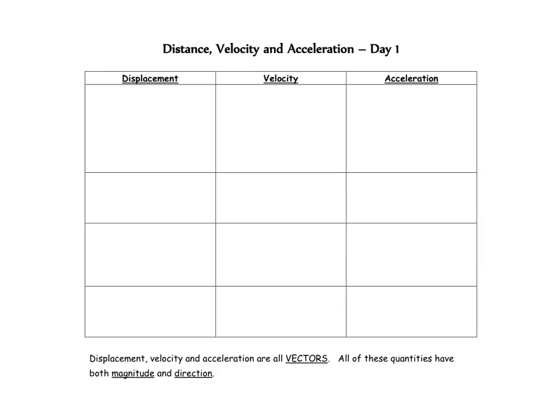Now we're going to focus on the vectors, displacement, velocity, and acceleration, and how they're connected. So we're going to first start by defining each of these. Displacement, as we know, is the distance and direction an object has moved from its origin over a period of time. So let's go ahead and fill that box in. Our velocity is the rate of change of displacement with respect to time. So let's fill that in. And then lastly, we can take a look at the acceleration, which we know is the rate of change of velocity with respect to time.